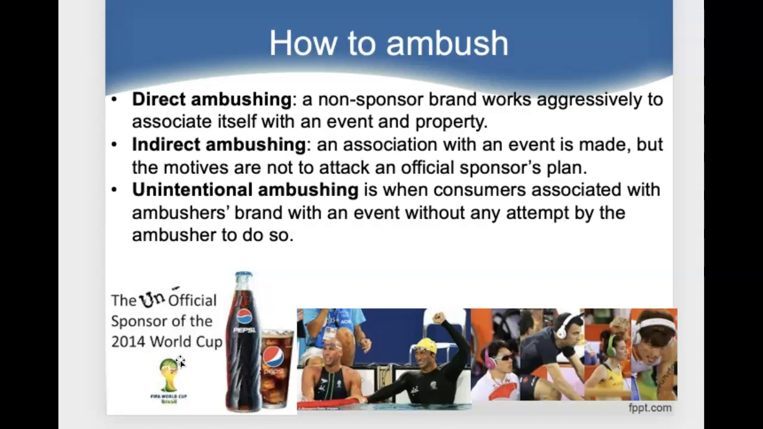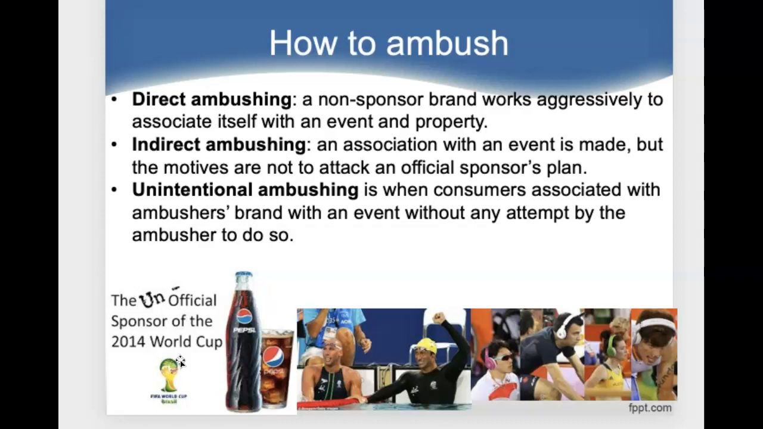The second one is called indirect ambushing. Indirect ambushing is when an association with the event is made, but their motive is not to attack the official sponsor's plan. So when they try to associate themselves with the Olympic Games, they try not to attack the other rivals. One of the examples is Speedo.